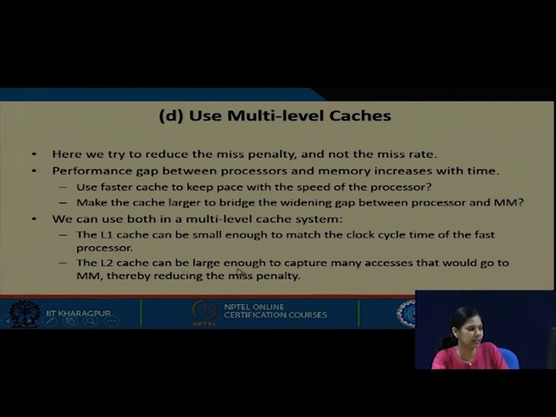The L2 cache can be large enough to capture many accesses that would go to main memory, thereby reducing the miss penalty. So, what we are trying to say here is that the L1 cache will be small enough and much faster, and the L2 cache will be large enough such that most of the data from main memory is there in the L2 cache. Whenever it is not present in the L1 cache, I am just getting it from the L2 cache and not from main memory. So, we are getting some advantage out here.